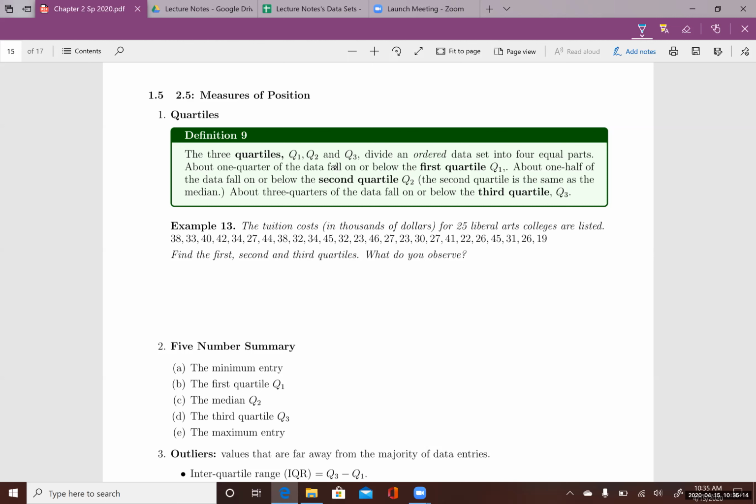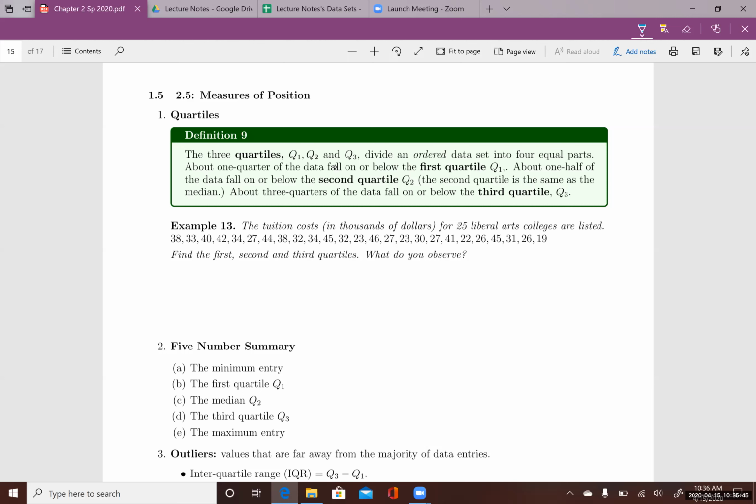So again, you order the data set in ascending order, from the smallest number to the largest number, from the minimum value to the maximum value. And you divide your data into 4 equal parts, and the positions between the equal parts represent each of the quartiles.